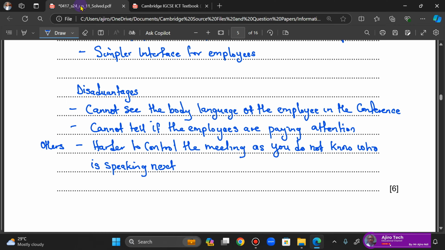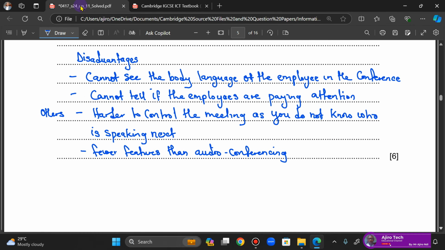And there are fewer features for the audio. There are fewer features than the video conferencing, right? For example, you can't see any form of visual aid, you can't see any form of documentation or all those things. So there are fewer features than video conferencing.